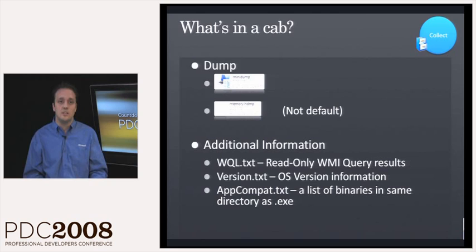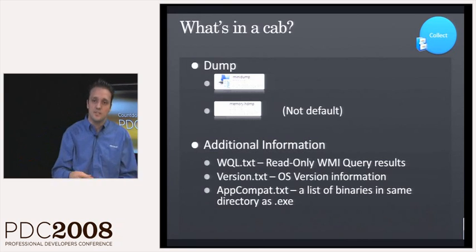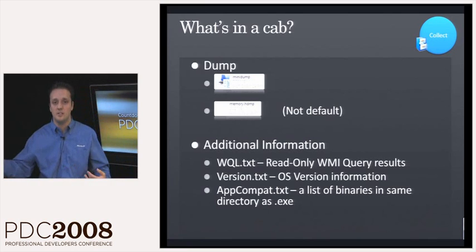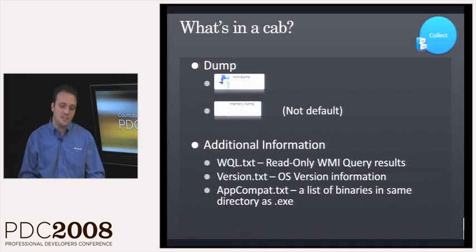Some additional information that comes in these cab files, we have a wickle.txt file. Basically, any WMI query that can be run, just read-only, nothing to do with execution, can be run, and the results are then stored in this file. A lot of times it's just, hey, give me the list of applications that were running on this machine or installed on this machine, so it can be customized information.